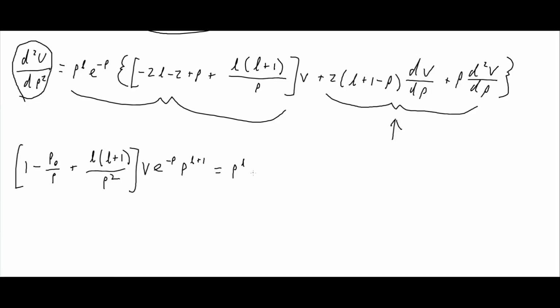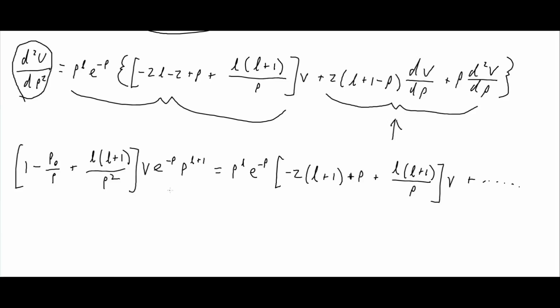So our e to the minus rho times our rho to the L plus 1 is equal to rho to the L times e to the minus rho, and then that multiplied by our minus 2, and I'm going to factor that minus 2 out, so we end up with L plus 1 plus rho plus L times L plus 1 over rho. And so we have that, then v, and then we'd have the plus that other stuff here, but since what I'm going to do isn't going to affect any of that, I'm not going to write it in.